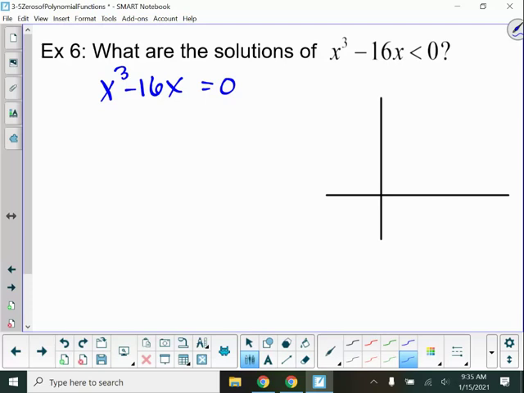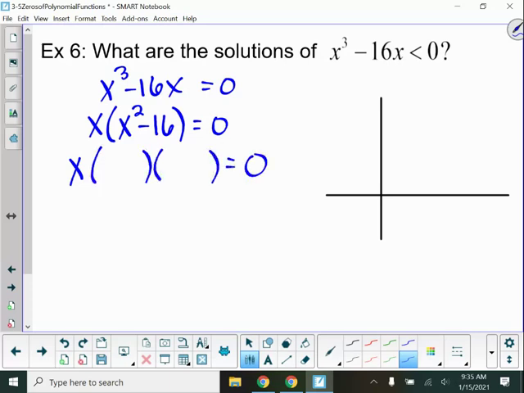So x cubed minus 16x, I can take an x out of that, and I'm left with x squared minus 16. X squared minus 16 is a difference of squares. Basically, the factors of -16 that would add to 0 are plus and minus 4. So I have x plus 4, x minus 4. So I get 0, -4, and 4 as my solutions.